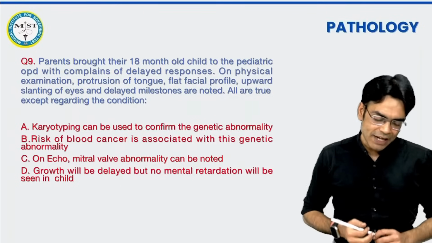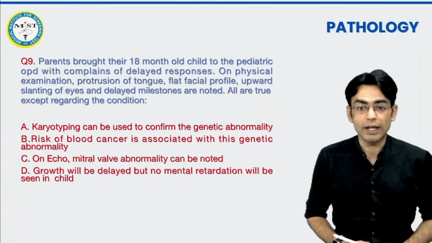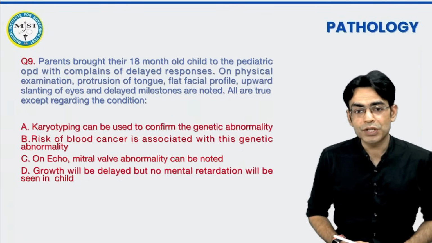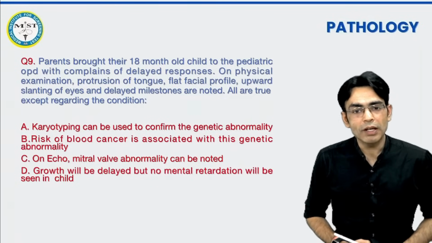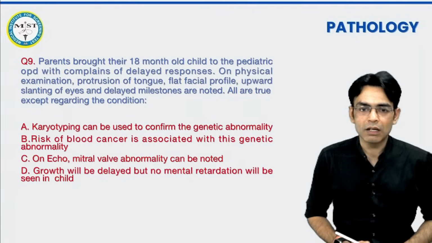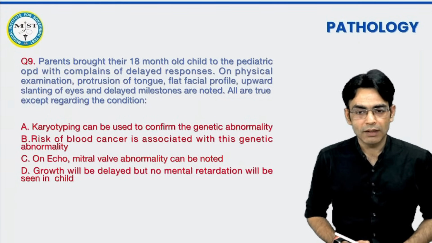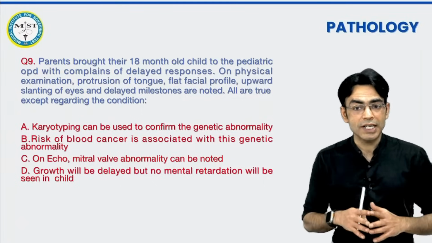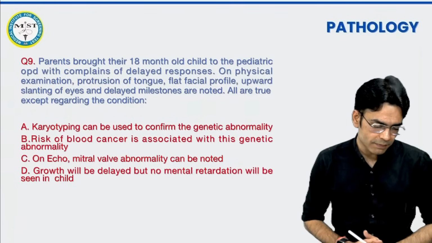Nice. Karyotyping can be used to confirm the genetic anomaly. Okay. Risk of blood cancer is associated with this genetic abnormality. On echocardiography, mitral wall abnormality can be noted. Growth will be delayed, but no mental retardation will be seen in this child. So you need to find out the false statement. All are true, which is false. This is what we have to find.